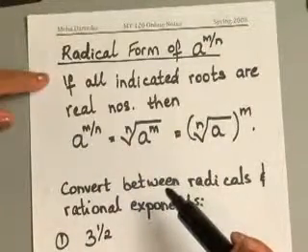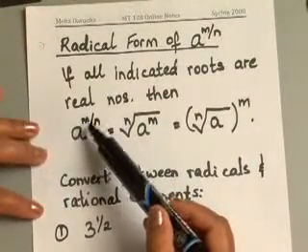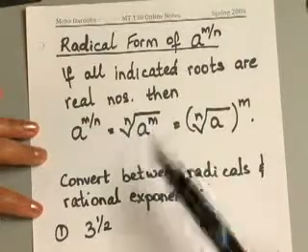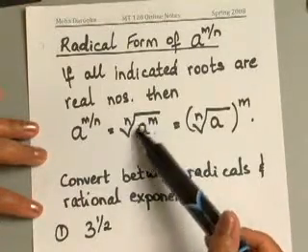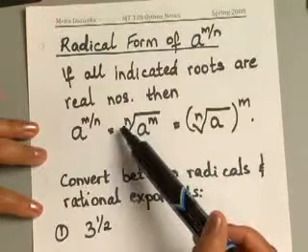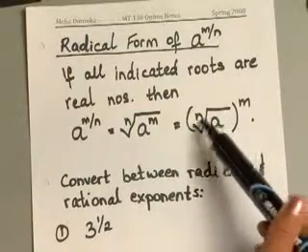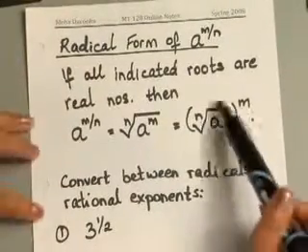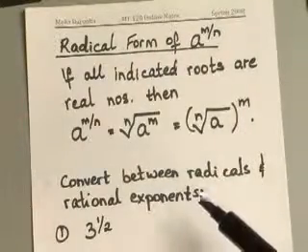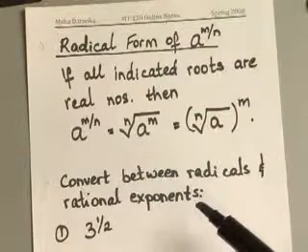So again, if all your indicated roots are real numbers, your expression a to the m over n, you can write it as nth root of a to the m power, where you are first taking a to the m, and then whatever answer you get, you take the nth root. Or take the root first, nth root of a, and then whatever answer you get, go ahead and then find the exponent m. So again, you can see we're breaking it up into two different methods here.